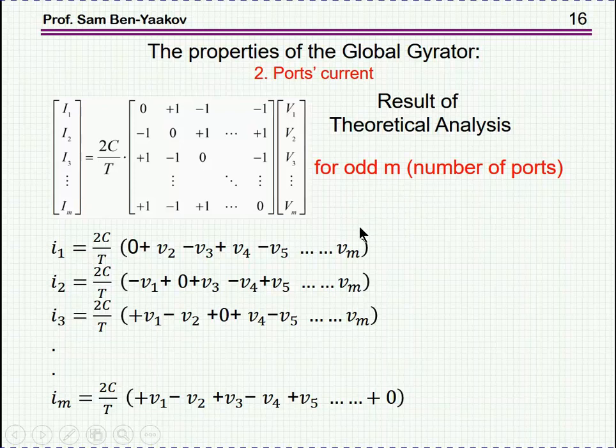This is a theoretical result, and what it really means is that the current is a function of the voltages of the other ports. That is, the current of port one is a function of the voltages of the other ports. So this is why this is actually a gyrator, because the current of a gyrator is a function of voltages, not of the same port, but of the other ports. So this is why we call this a global gyrator. It's a gyrator, multidimensional, having any number of ports. In this case, we are signifying it as M.